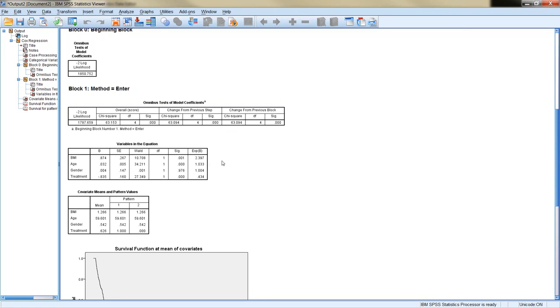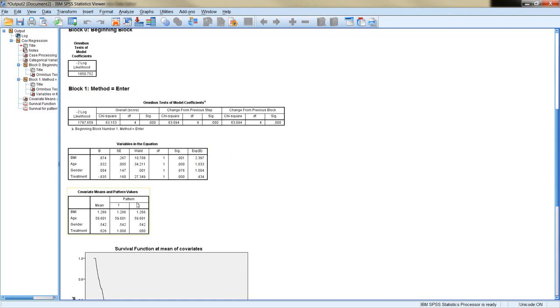Variables. Here we go. Here's our coefficient table. So these are our B coefficients, just like we have in a regular OLS regression. These here, the EXB, you'll usually see in logistic regression output, but in this case, it's your hazard rates. I'll explain those in a minute.